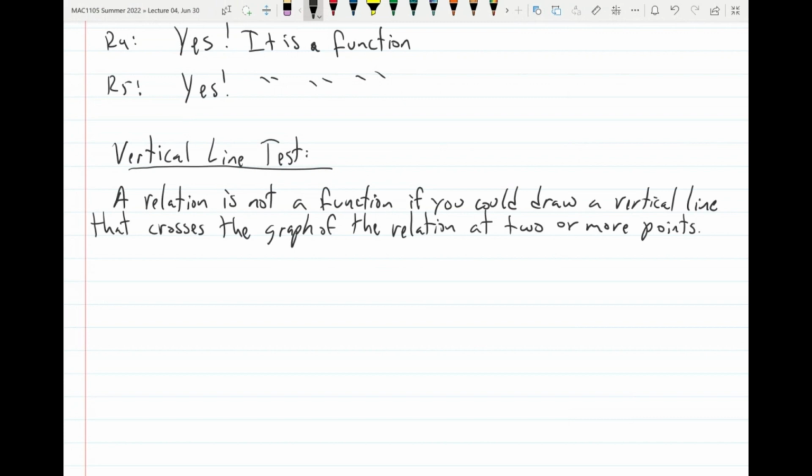Now, if you cannot do this, in other words, if every vertical line that you draw only crosses at most once, then yes, you have a function. So it's a very nice and easy test to use, but this is helpful when you have the picture, when you have the graph in front of you, but what if you don't?